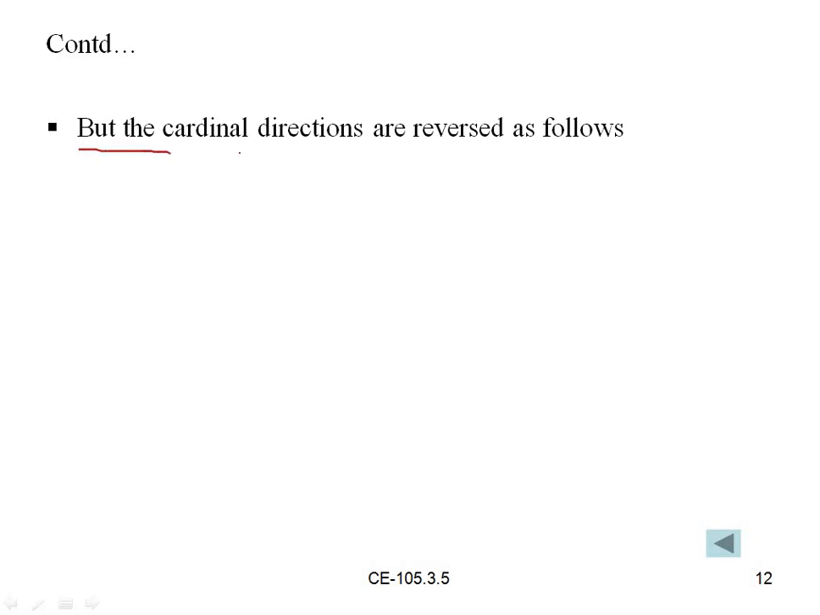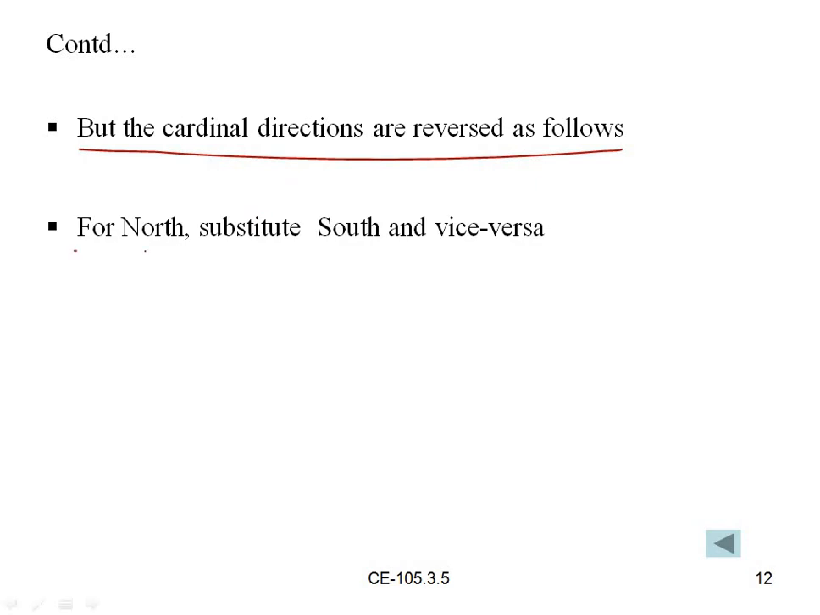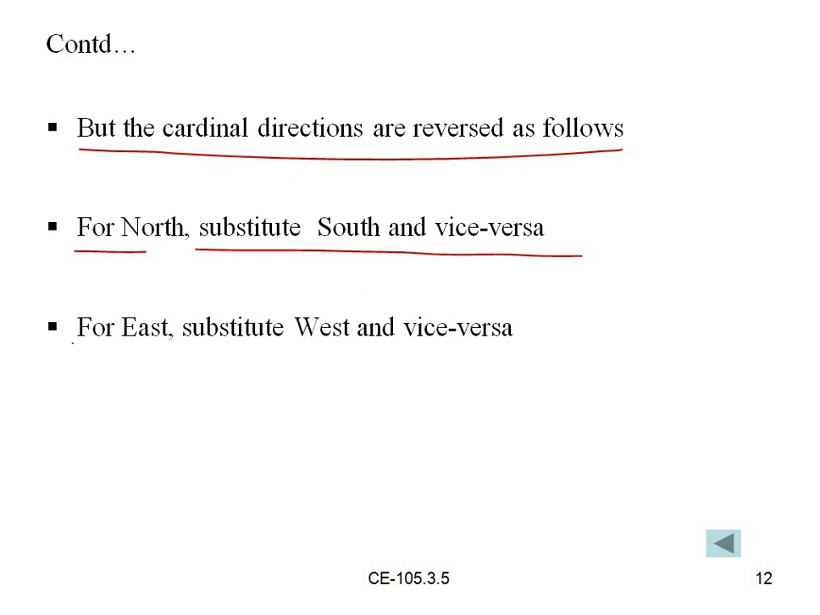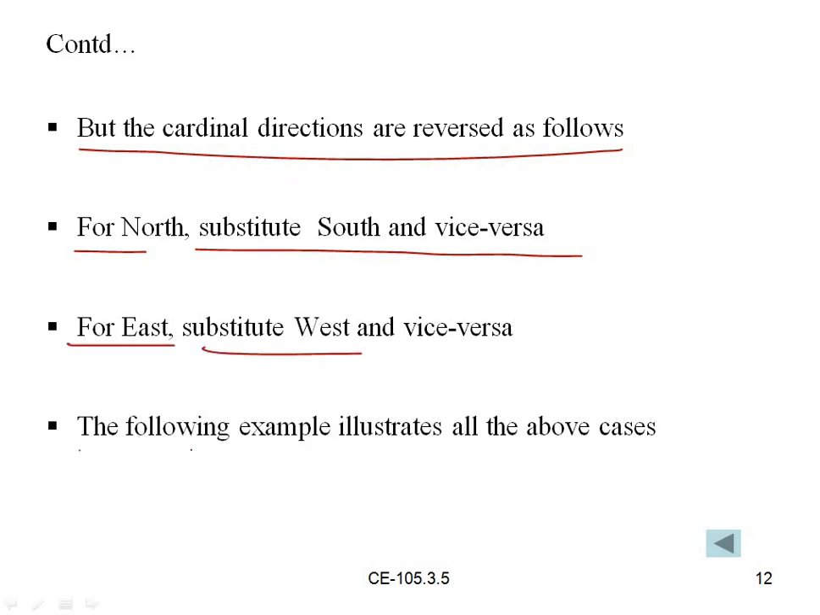But the cardinal directions are reversed as follows. So what are the cardinal directions? That is, for north substitute south and vice versa. For east substitute west. Okay, the following example illustrates all the above cases. So that is example number 1.